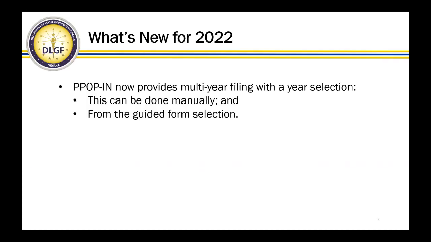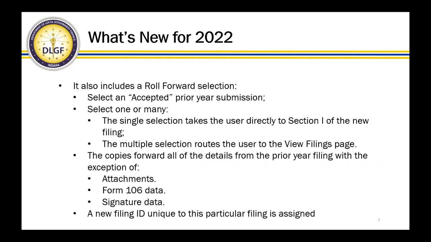Well, one of the biggest things, obviously, is since this is the second year of POP-IN, we now have multi-year filings with the year selection. So a taxpayer could select 2021, or they can select 2022. This can be done manually, or it can be done from the guided form selection on POP-IN. It also includes a roll forward selection.